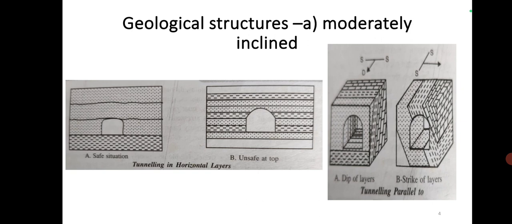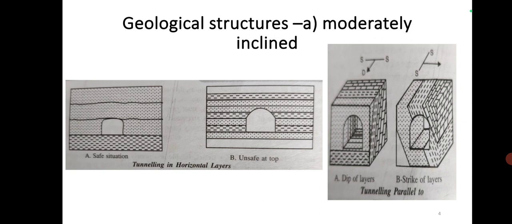Okay. Whereas if you have horizontal layers or bedding planes in that area, you shouldn't provide a horseshoe-shaped tunnel, or a tunnel with a top in the shape of an arch. Okay, so that is unsafe. So if the bedding layers are horizontal, the ideal shape of the roof of the tunnel is horizontal.